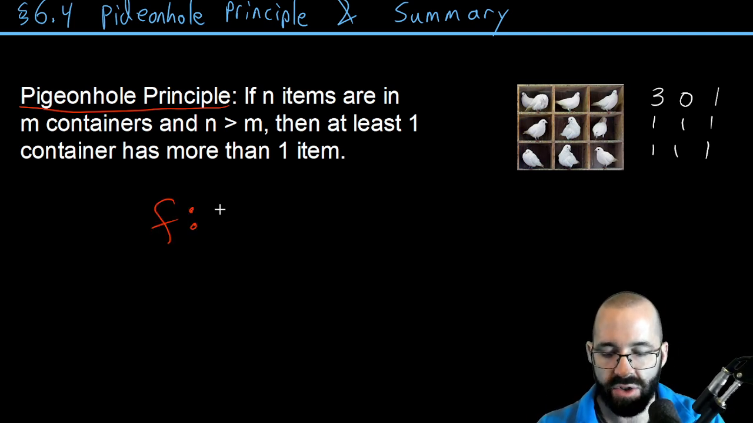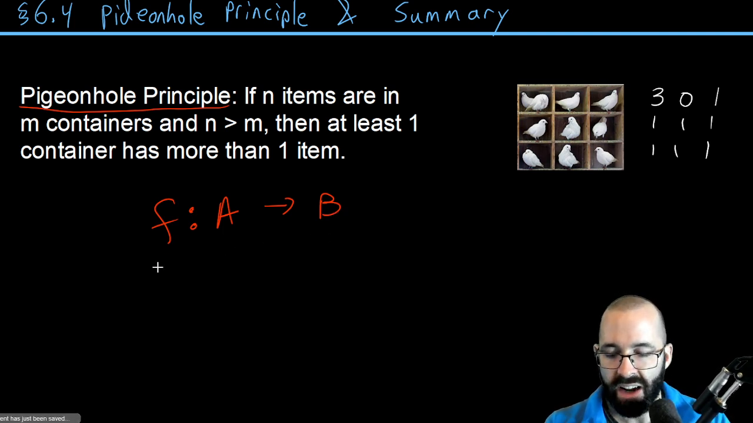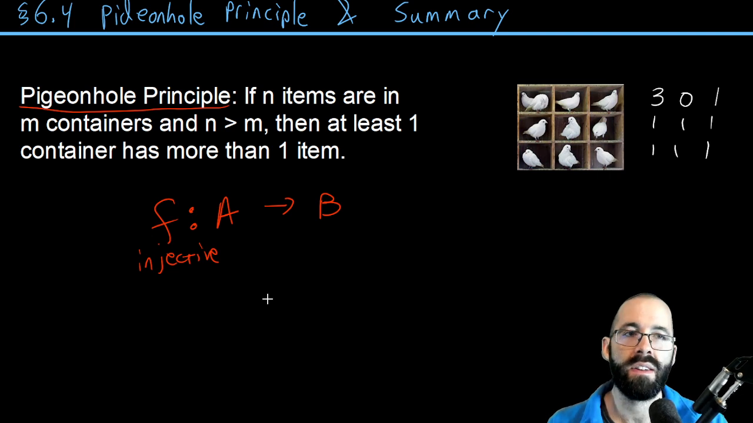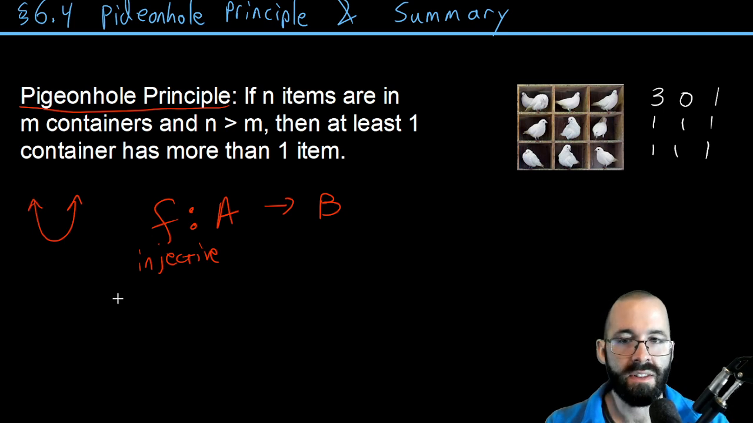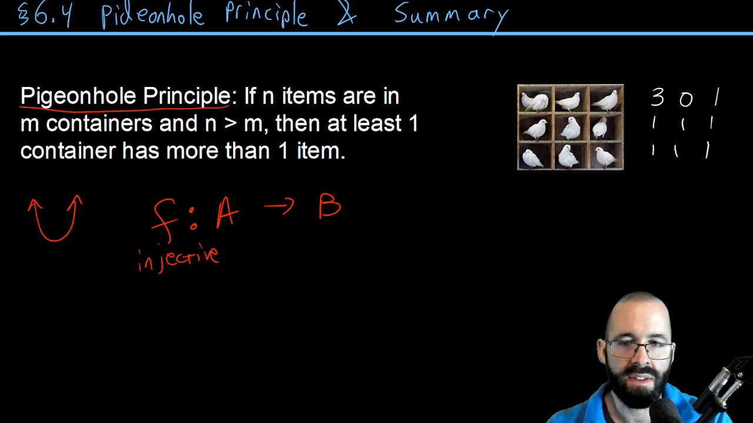Let's say we had a function with some domain and some codomain. If this function's injective, what does that mean? Injective, remember, means that it's like 1-to-1. It's like the horizontal line test. Parabolas are not injective, right? Because injective means that if you have an output, there must only be one input that gets you to that output. So parabolas are not injective.